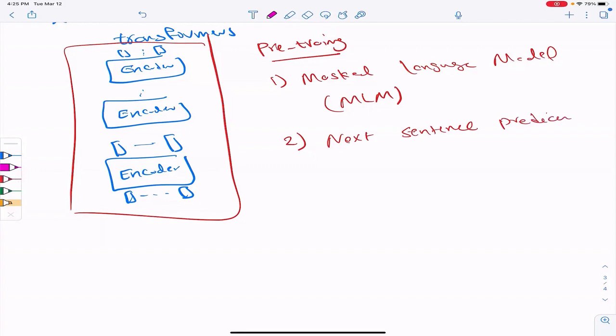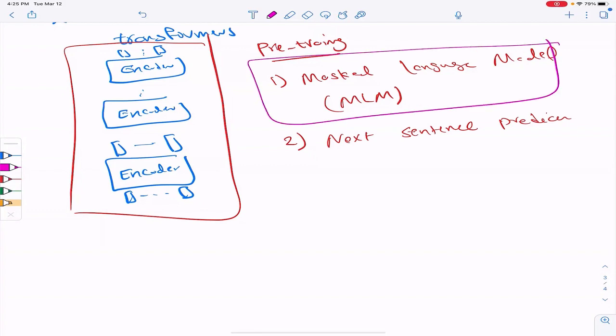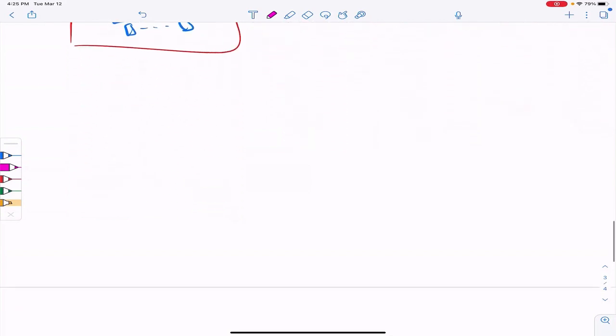In fact, both of these objectives are used simultaneously in pre-training BERT. But later on, people realized only this part is really essential. This part is not really bringing so much information to the model. But anyways, I'm going to explain it because I want to be complete with respect to how BERT does pre-training. Okay. So let's look at a BERT model.